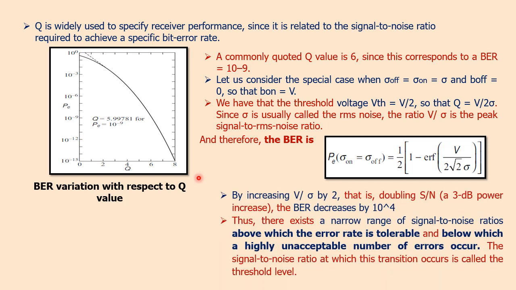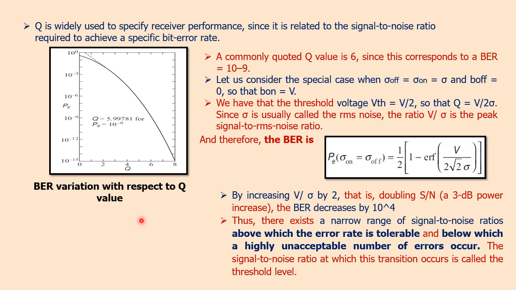Why? Because it corresponds to a bit error rate of 10 power minus 9. Now, by increasing this V by sigma by 2, we double the signal to noise ratio, which gives a 3 decibel increase in the power. At the same time, the bit error rate also decreases by a factor of 10 power 4.